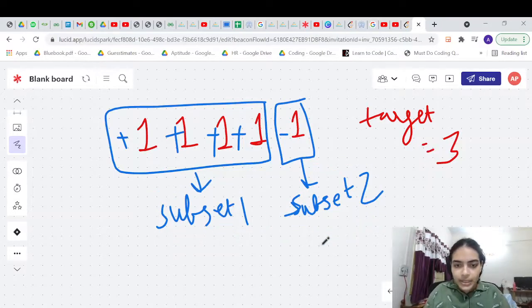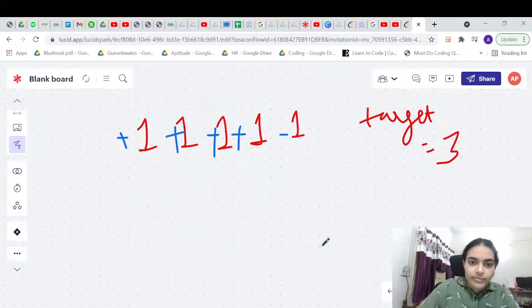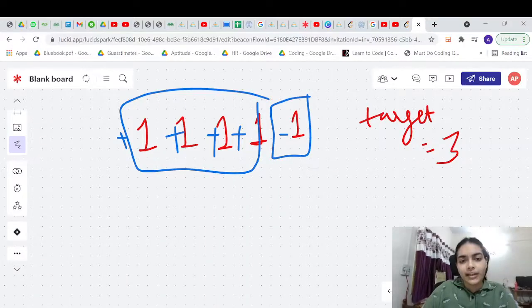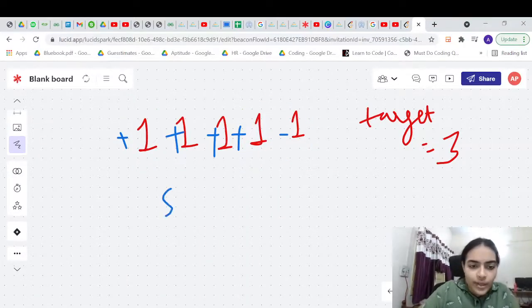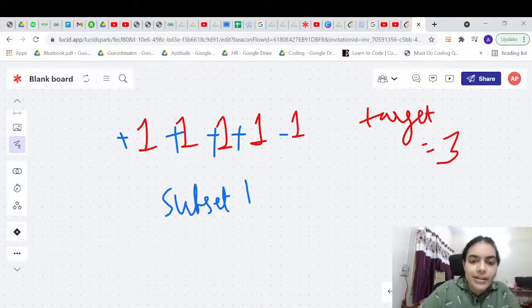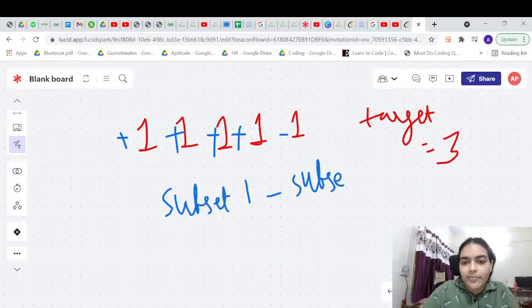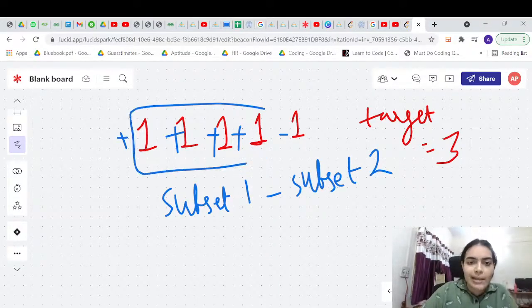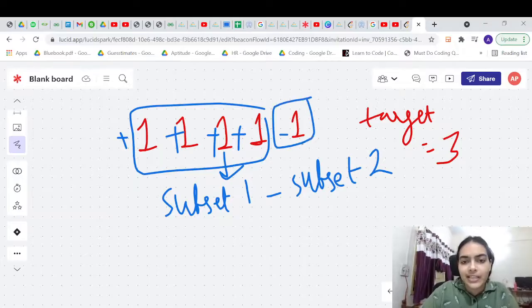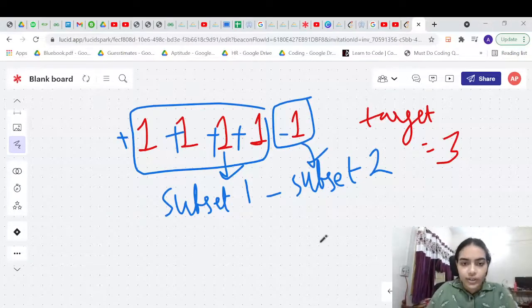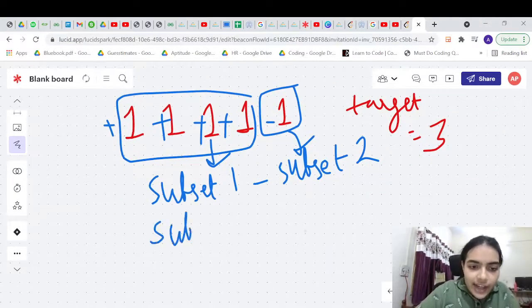This is the same problem as just dividing the array into two possible subsets, such that subset 1 minus subset 2 is equal to 3. So for example, I am dividing the array into this subset and this subset such that this difference is equal to 3. Now what is the other thing that I have?